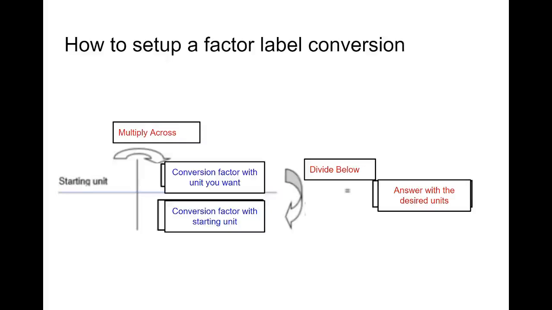On the next slide, I have an example of how you set up any factor label conversion problem. Now, this is a one-step conversion, but the wonderful thing is with factor label, you can do a one-step conversion just as easily as you can do a 3, 4, 6-step conversion problem. All you have to do is know how to set it up. So you always start with your starting unit, your given amount with that given unit.